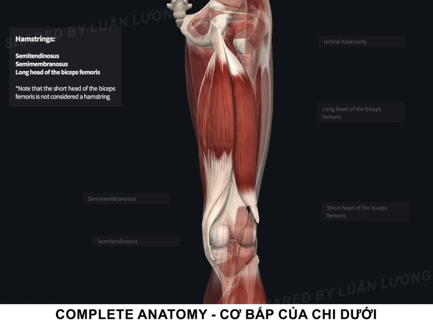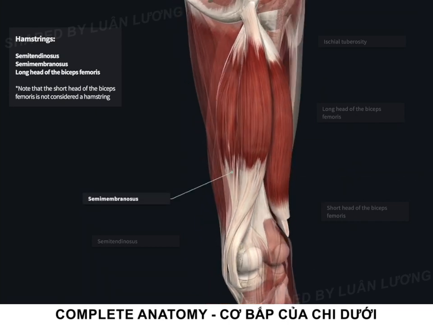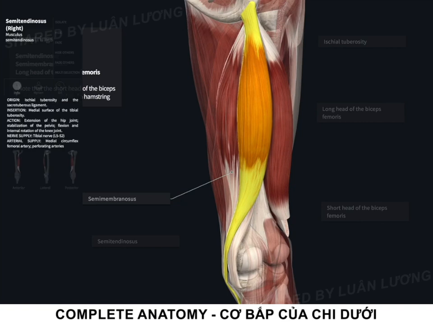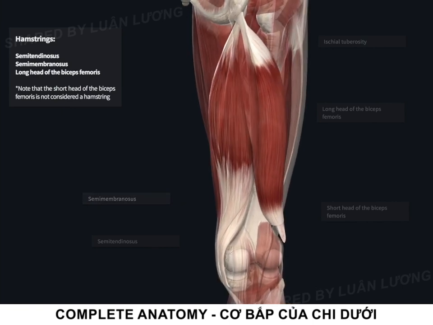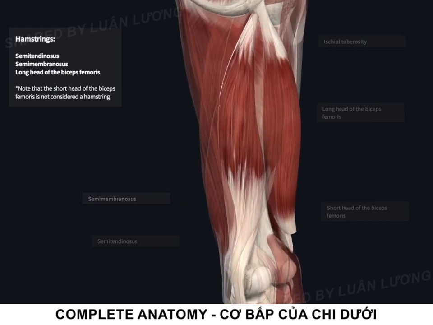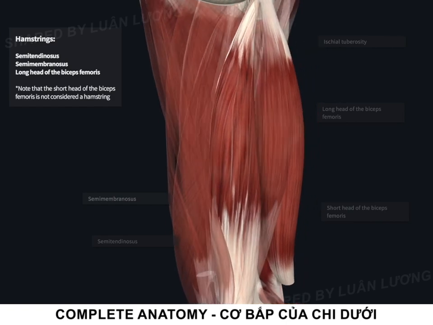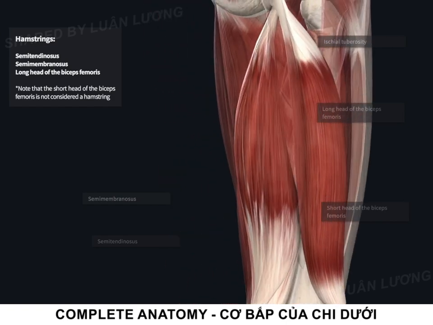Let's begin by taking a look at the medial aspect of these muscles, beginning with the large semimembranosus muscle. Now, this muscle gets its name because of its semi or half membrane-like appearance. And if I were to fade the overlying muscle, we could see that this has a broad, flat appearance in cadaveric specimens.